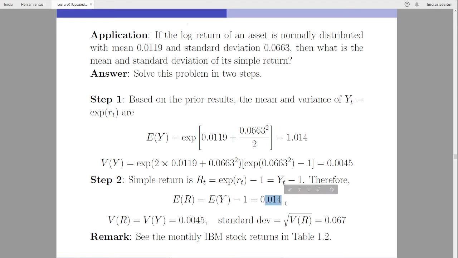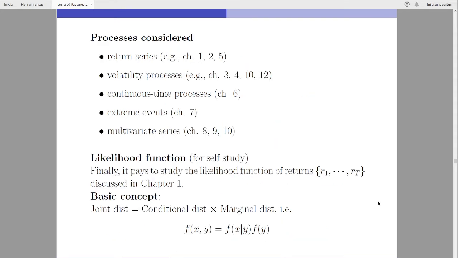Okay, there we go. Now, about the variance, they have the same variance, and the standard deviation is basically the same. And again, I highly suggest you check the IBM stock returns in table 1.2. Now, in order to see better how this process is considered, we can go into the following chapters.